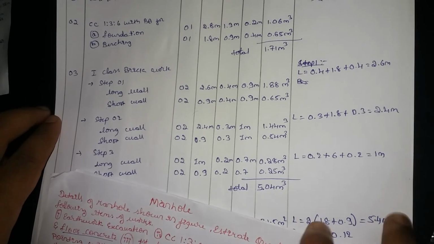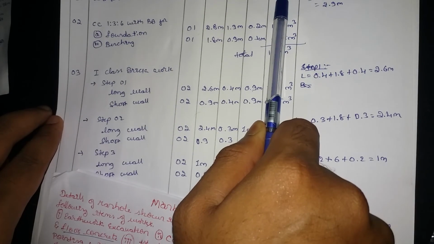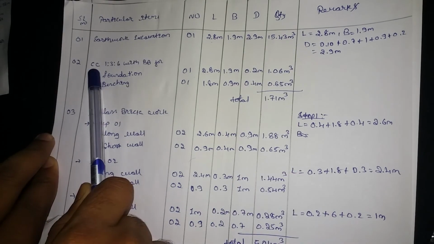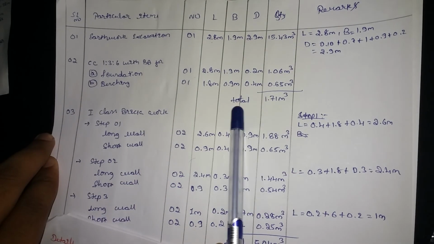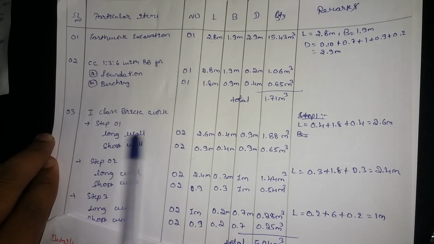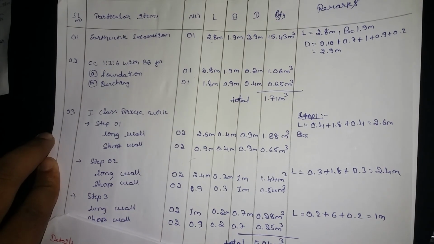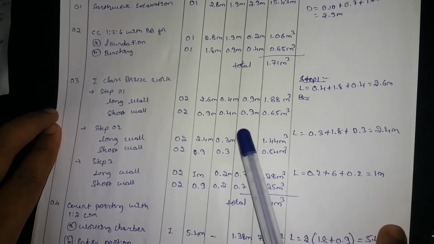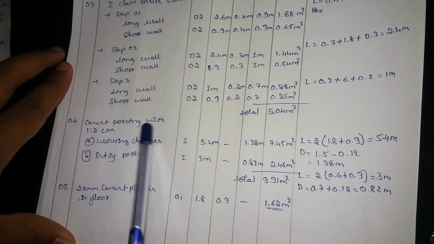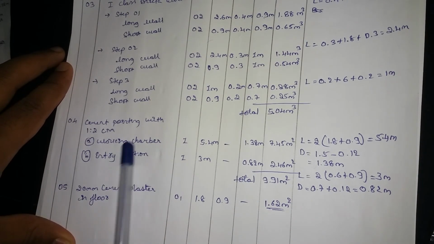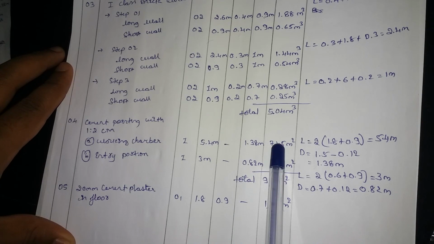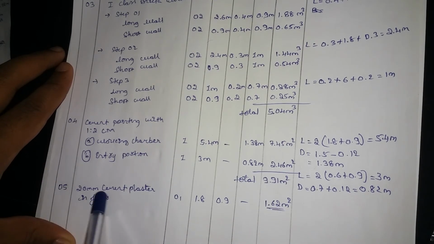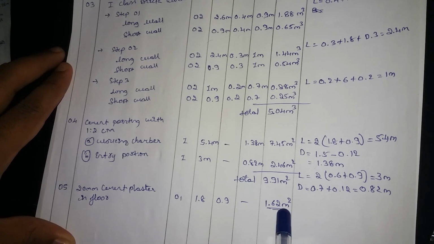Here we found out the earthwork, we got a total quantity of 15.43 meter cube. Then we found out the CC for foundation and benching, totally 1.71 meter cube. Then we found out first class brickwork, the total quantity we got is 5.04 meter cube. Similarly, we found out the cement pointing. Here we consider it in two portions, working chamber and entry portion. We found them separately and then added them. We got a total pointing of 9.91 meter square. Then we found out cement plaster in floor, that is 1.62 meter square.